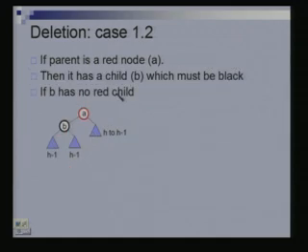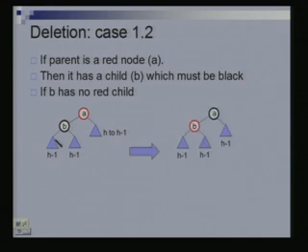So, B has no red child. In this case, the picture is A, B, and both of these subtrees have black roots, right. This went from H to H minus 1. So, this has to have a black height of H minus 1, and this also has to have a black height of H minus 1, right. Why? Because originally the black height of this entire tree was H. So, this must be H minus 1, this must be H minus 1, right. And now, what are we going to do?